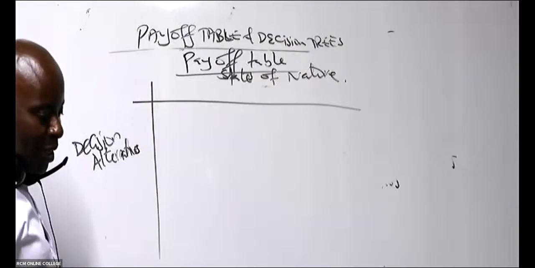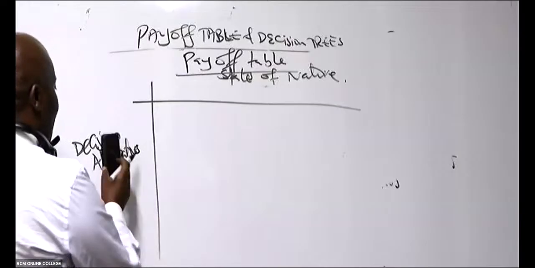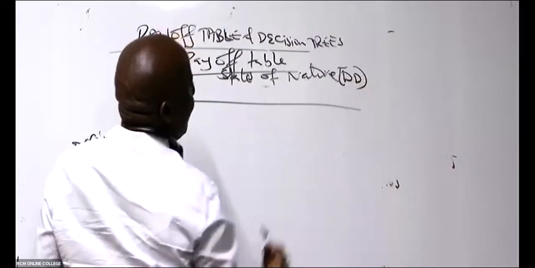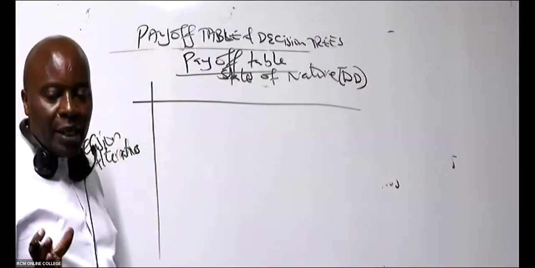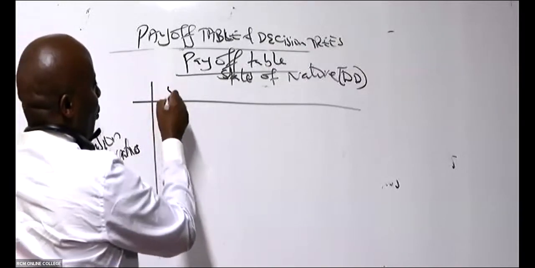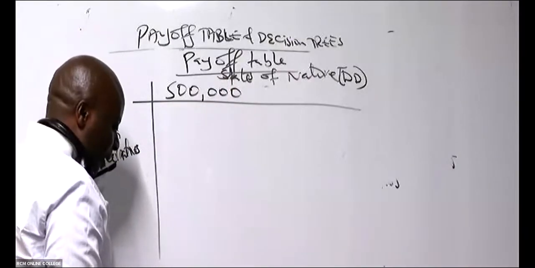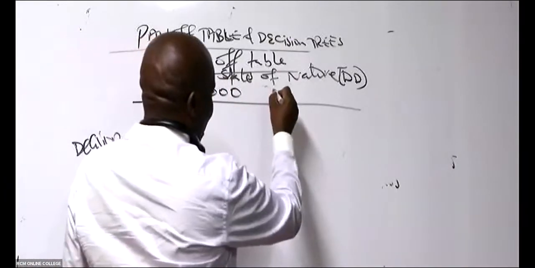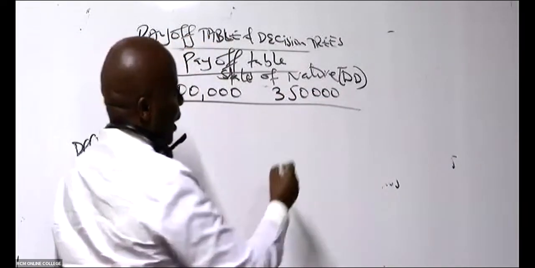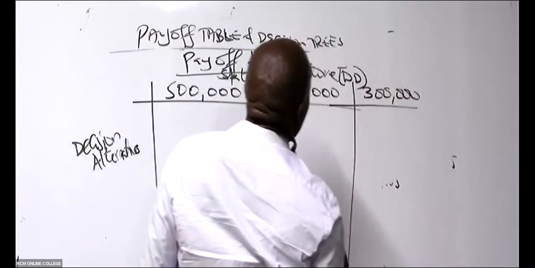So we have three decision alternatives. First of all, the states of nature are probabilistic. What you are seeing there being demanded, which is probabilistic, are our states of nature. So there are three of them. In this case here, there is a demand of how many units? 500,000. 350,000. They are probabilistic. And then lastly, what do we have there? 300,000. So the demanded units are probabilistic.